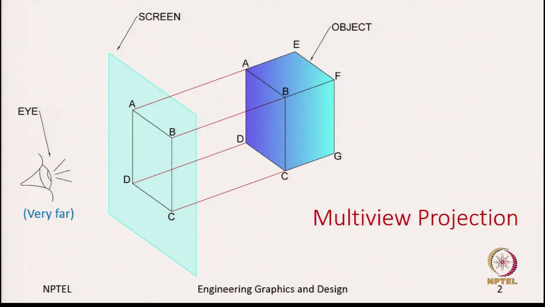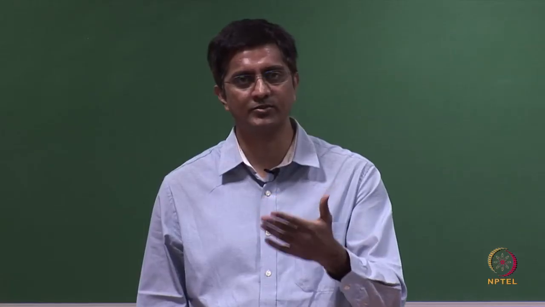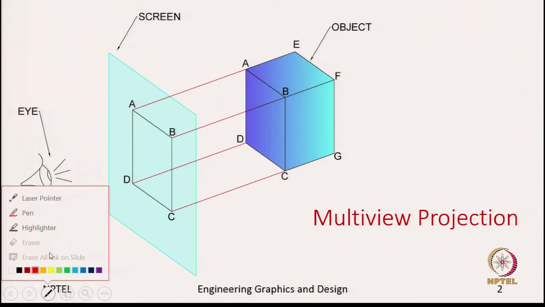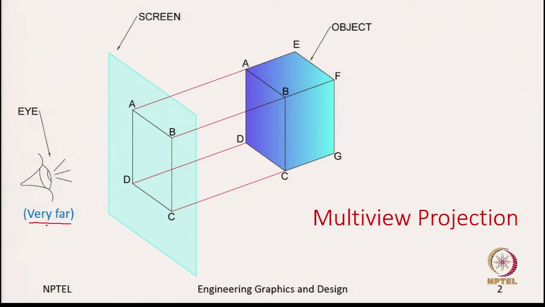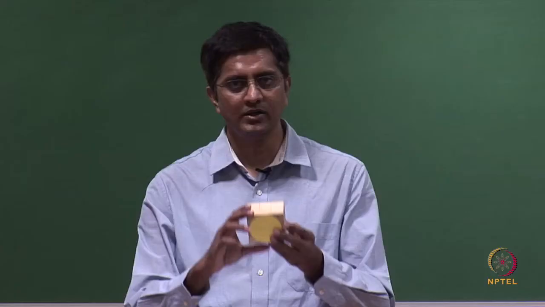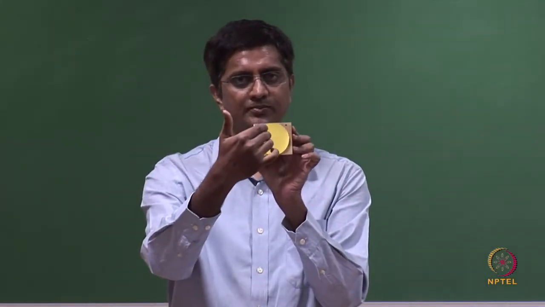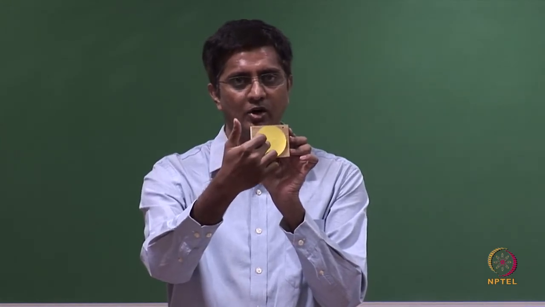So, this is what we have seen in the previous class, saying that you have three things: one, the observer who is looking at the object, then second is the object, and third is the projection plane. For multi-view projection we said the observer is looking from a far distance. Since he is very far, the projectors are all parallel. And the other thing we mentioned about the multi-view projection is, you are looking at one face of the object straight in, which means you are directly looking at the object.